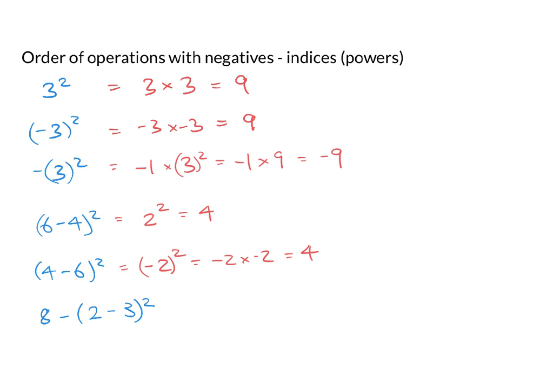And then the final one, we do the bracket first. Leave the 8 in the front. Nothing moves to the front. Everything stays in order. 8 minus 2 minus 3. 2 minus 3 is negative 1, and that's the thing to the power 2. So what do I have? I have 8 minus negative 1 squared, which is negative 1 times negative 1, which is equal to 1. And then 8 take away 1 is equal to 7.